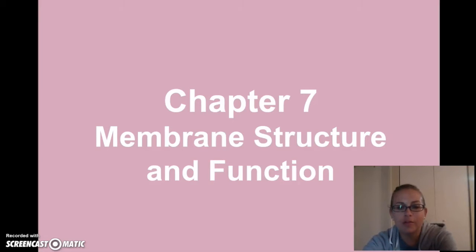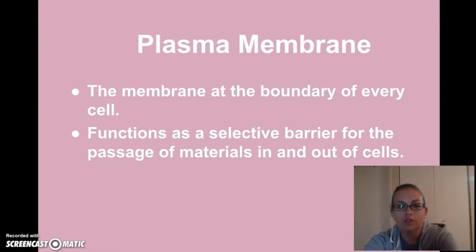All right, hi everybody. We're starting chapter 7. We're going to take a look at the cell membrane structure and function. So first things first, we like to call a cell membrane lots of different things. So you'll hear us talk about the cell membrane, the phospholipid bilayer, or the plasma membrane. All of those mean the same thing. We're always talking about that boundary on the outside of the cell.